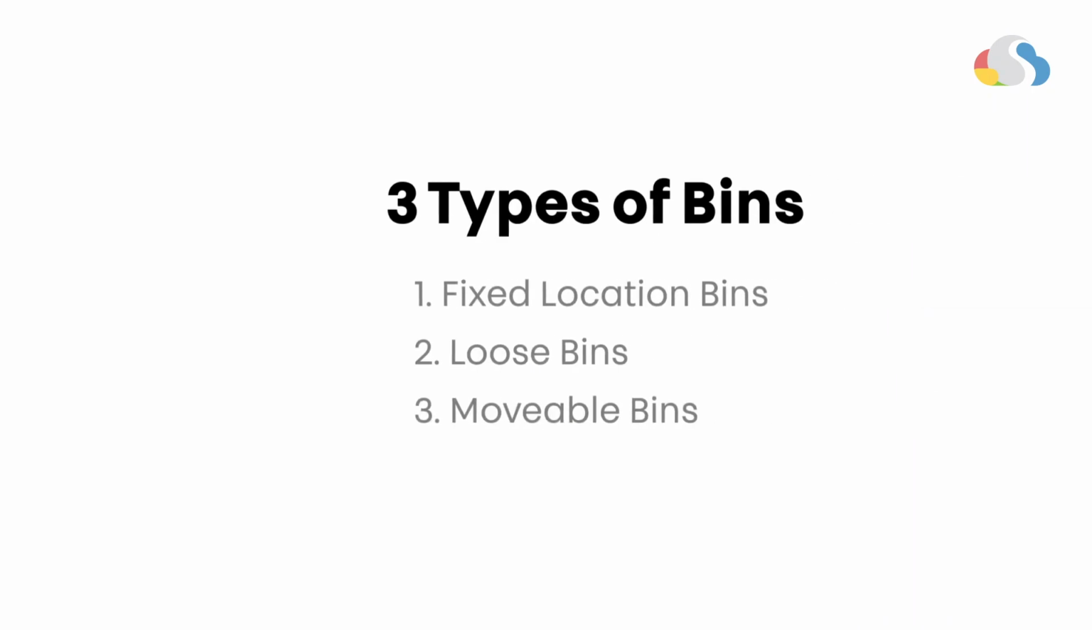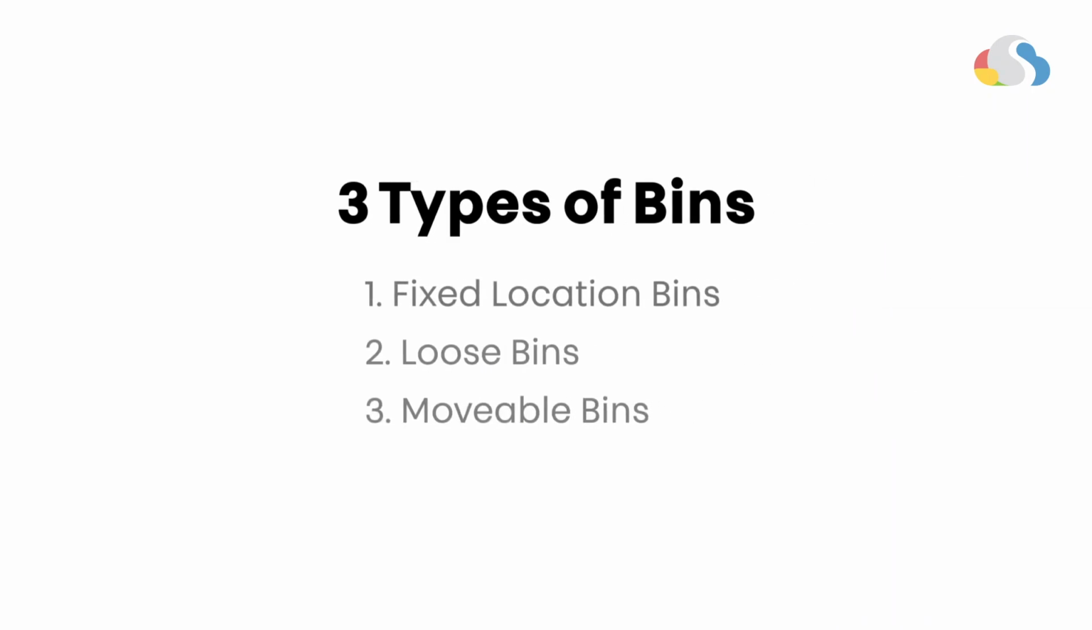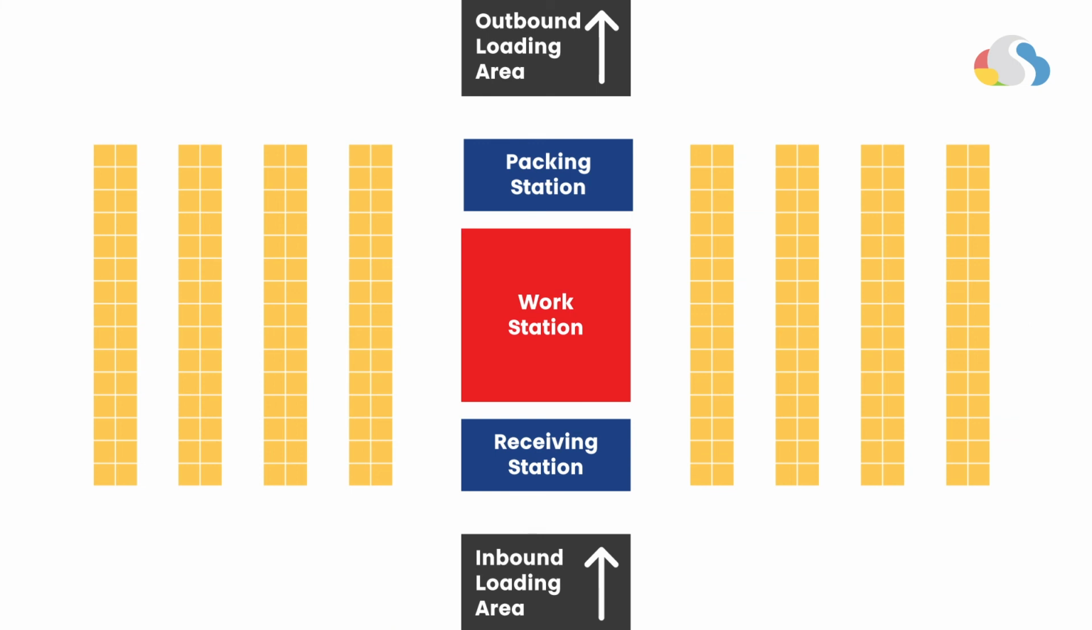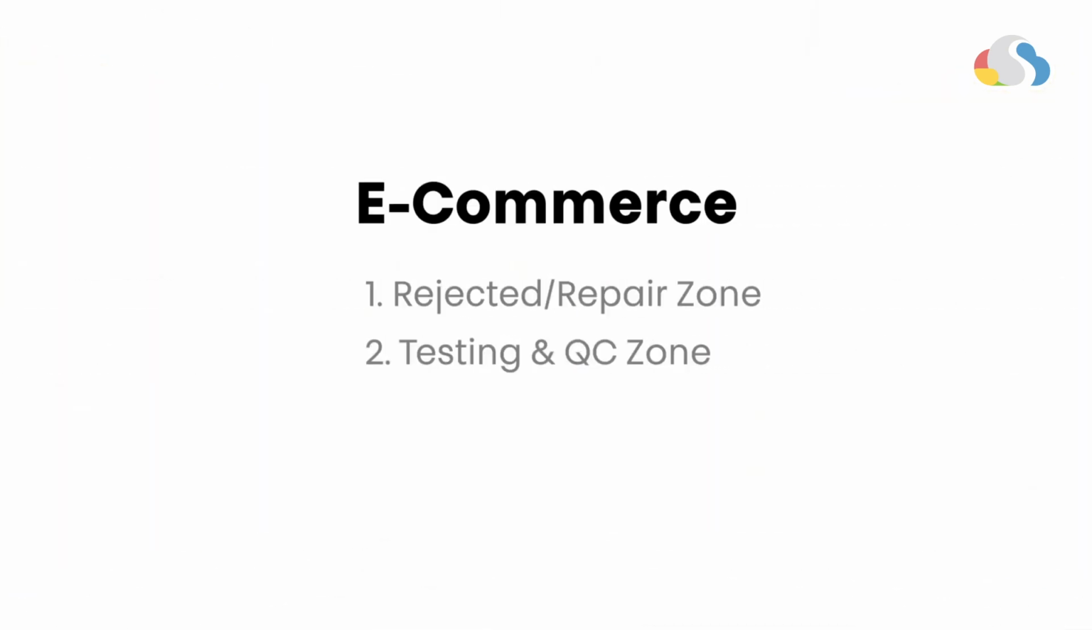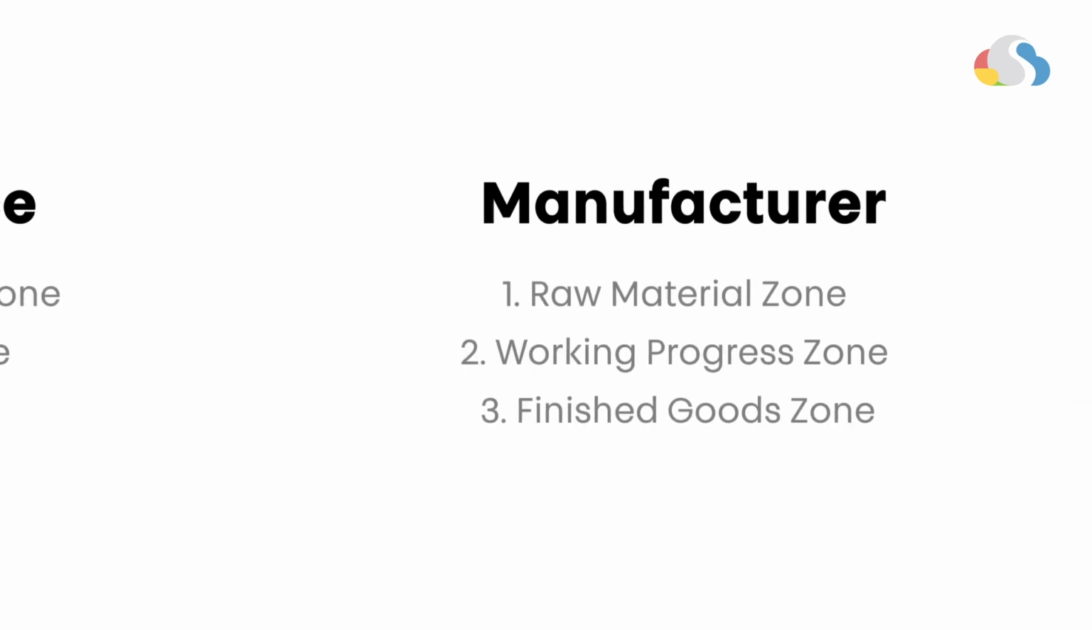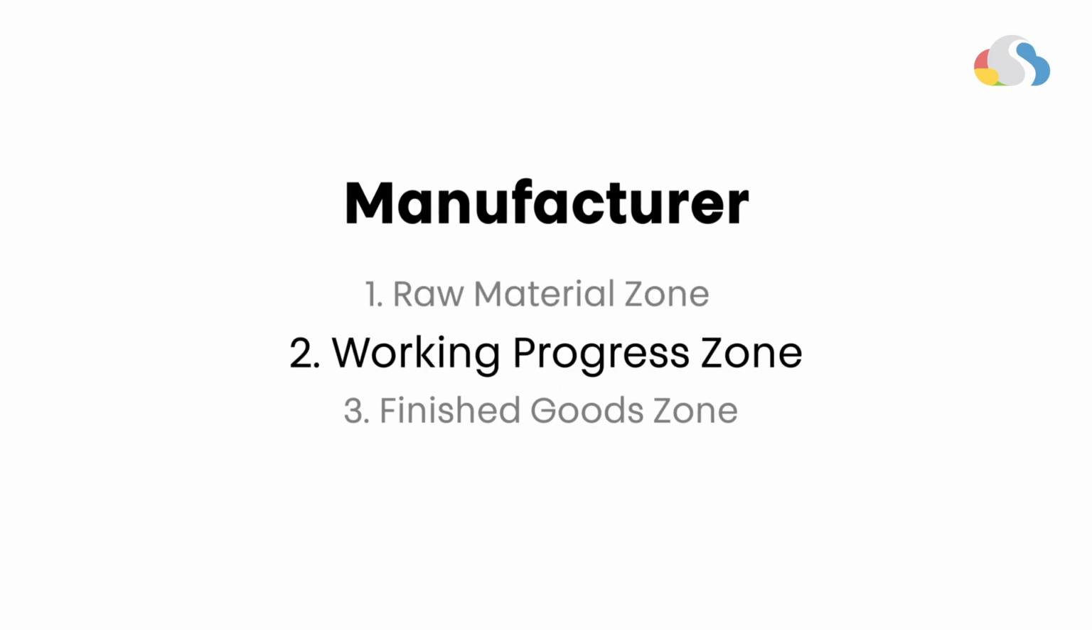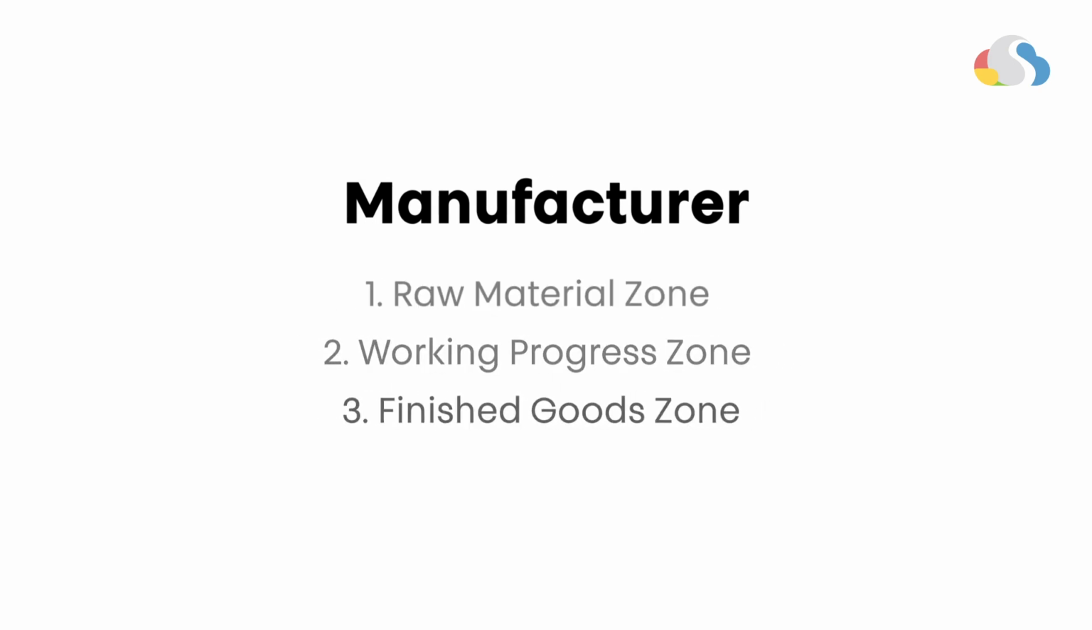Now, just a quick recap. There are 3 types of bins that you can use in your warehouse, and these are fixed location bins, loose bins, and movable bins. Also, in this video, we've used A and B zones as examples. You can also, in your own business, add other zones based on your needs. Say, for example, you're in e-commerce. You might have rejected or repair zones, or you might have testing or QC zones, and so on and so forth. If you're a manufacturer, you might think about raw material zones, work in progress zones, and finished goods zones.